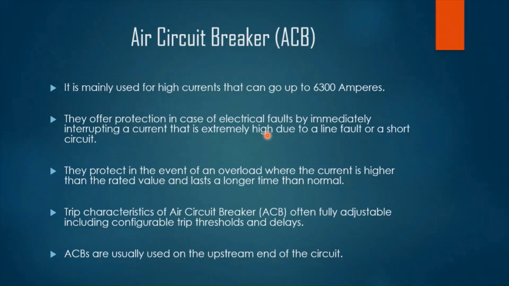Now moving to the third type of low voltage circuit breaker, we have the air circuit breaker or ACB, which can withstand higher loads than a molded case circuit breaker. It can withstand up to 6,300 amperes. They also protect circuits from overload and short circuits. As an additional preference, air circuit breakers' tripping thresholds and delays are adjustable. We mainly are going to see such a type of circuit breaker used at the upstream end of the circuit, in most cases at the main distribution panel board.